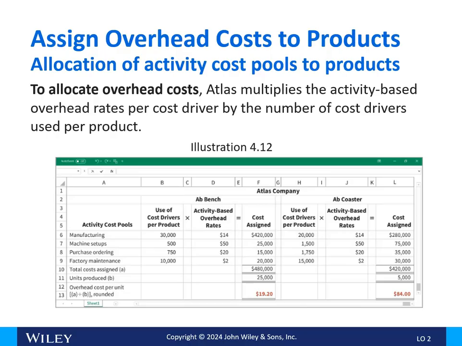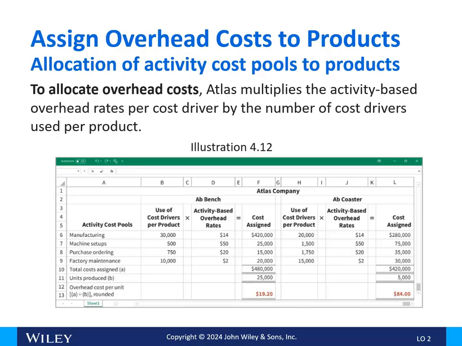We do the same thing for the coaster, multiply those same rates by the use of the cost driver for that product. Again, we see machine setups and purchase ordering significantly higher for the coaster versus the bench, but we use the same rate, just by that number. We get $420,000 assigned overhead cost for the coaster. Since we only make 5,000 units of the coaster, we have a much higher overhead cost per unit, so $84 in this case.